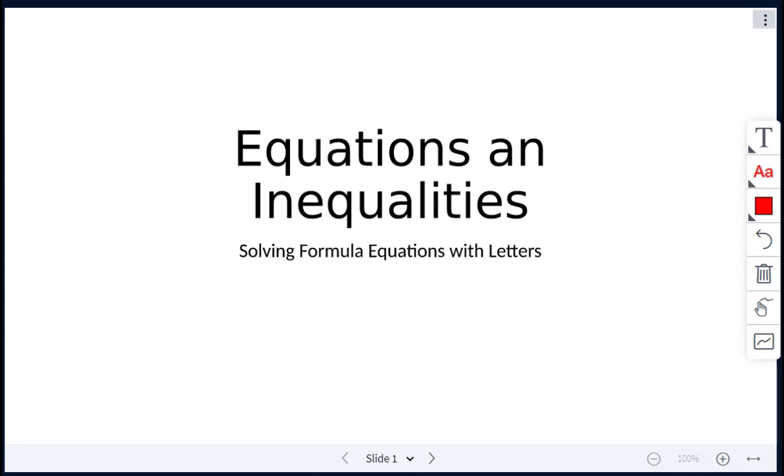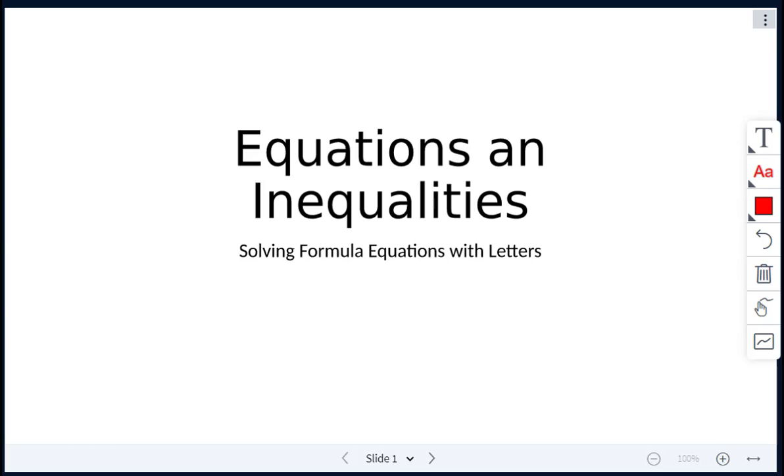Okay, so hello, this is our last lesson on the unit equations and inequalities, and we're looking at solving formula equations with letters. So this part of the unit is really important, especially when we're working with formulas. For example, when we start looking at area formulas, volume formulas, and surface area formulas, sometimes you may be given part of the equation and you have to solve for another part.